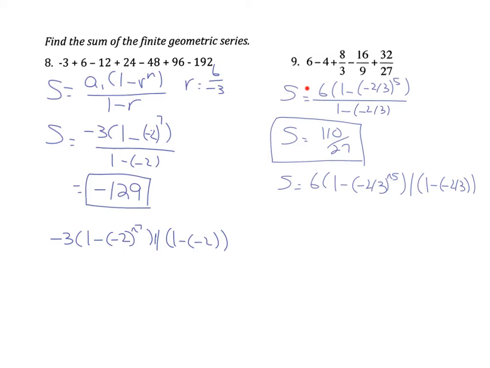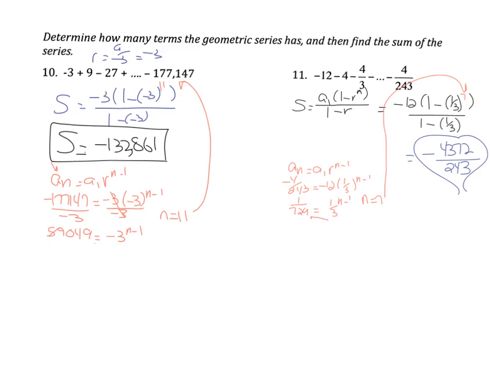Number 9, same thing. You know everything. So take the first term, R, you put the second over first, which is -2/3. You know what N is. There are 5 terms. You put a 5 right there. Do a bunch of parentheses. That's how I punched it in. And you should get 110 over 27.